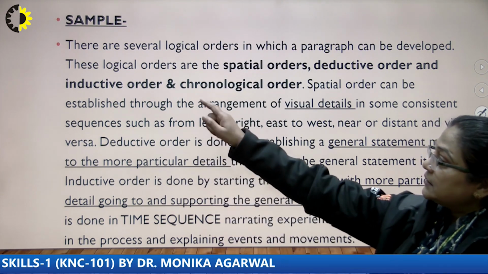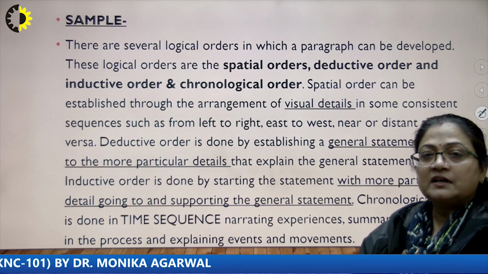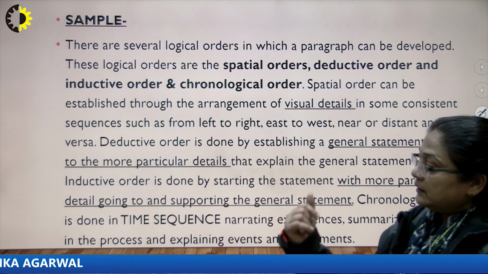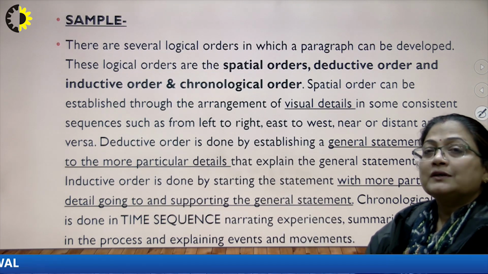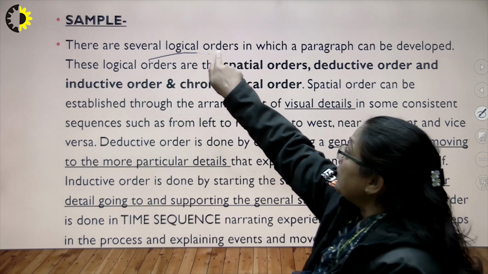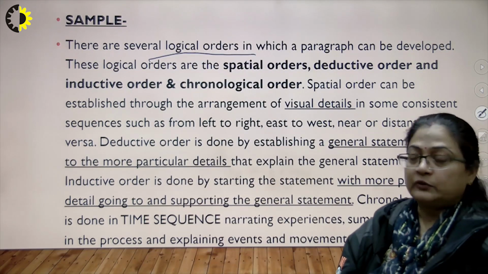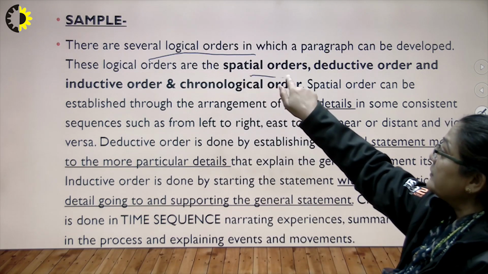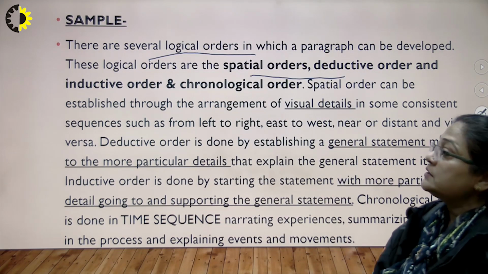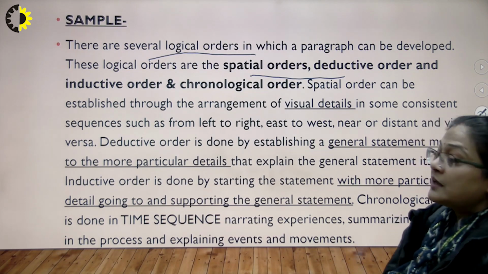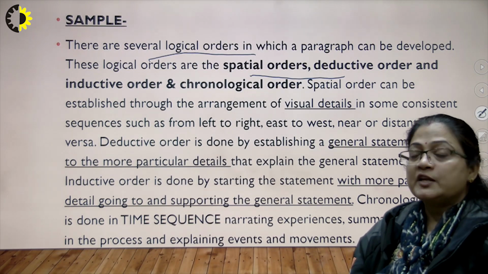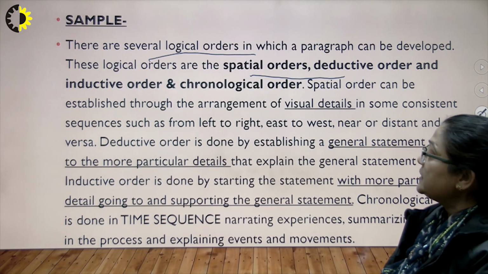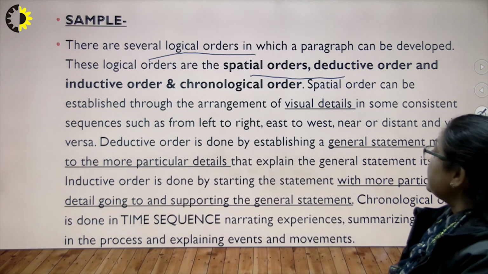We find that the first statement brings the key statement, and that is the central idea, that in the coming sentences I am going to discuss several logical orders for paragraph development. That is the statement in the beginning to draw attention, and then I have given the several orders in sequence. Then spatial order can be established through the arrangement of visual details in some consistent sequence, as from left to right, east to west, near or distant and vice versa.